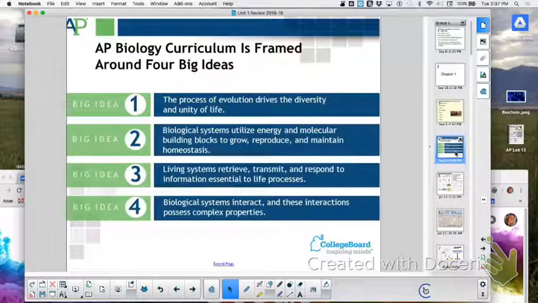Living systems retrieve, transmit, and respond to information essential to life process. What's some key information that our cells have? DNA. And biological systems interact, and these interactions possess complex properties.